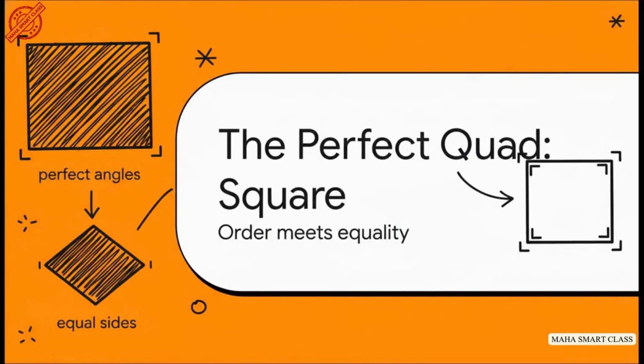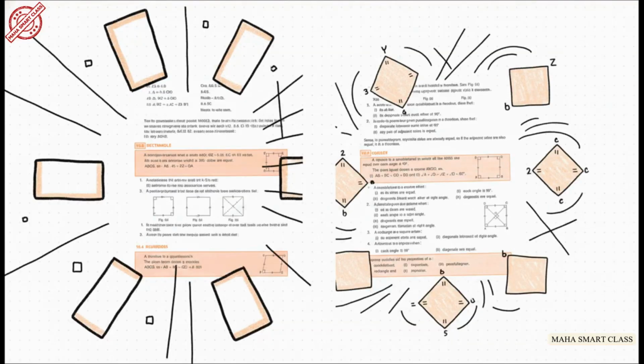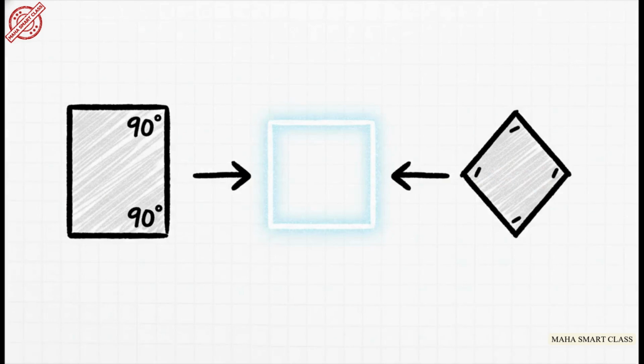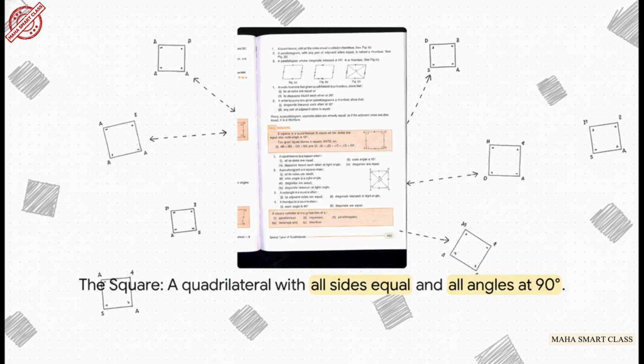Okay, so we've made one child of the parallelogram that has perfect angles, that's the rectangle, and we've made another that has equal sides, the rhombus. So what do you think happens when we combine them? What if we demand both? We're basically taking the best traits from both parents. We demand the perfect 90-degree angles from the rectangle, and we combine them with the equal side lengths of the rhombus. And when you merge these two sets of rules, you get the final, most specialized and most orderly shape in this entire family. And here it is, the square.